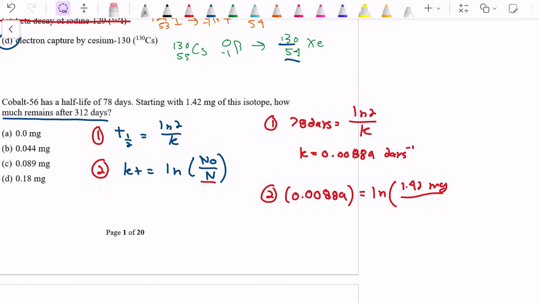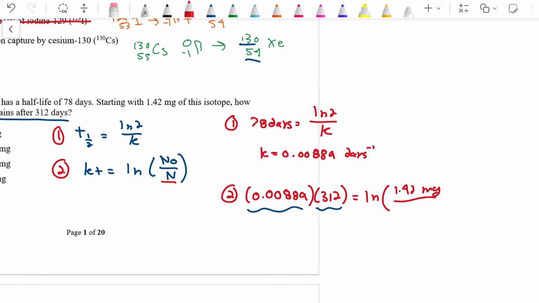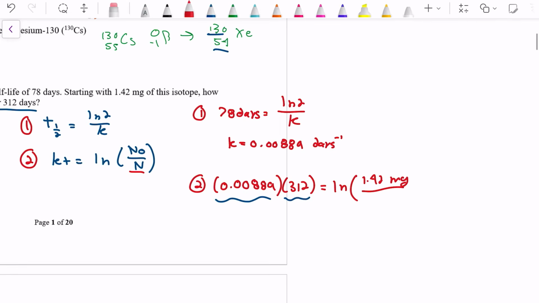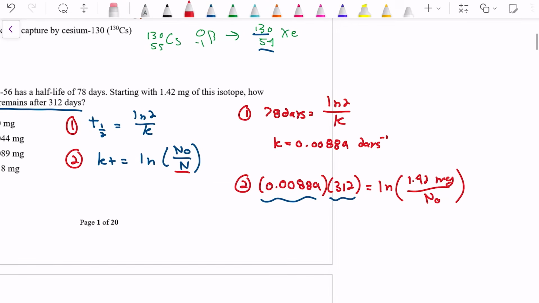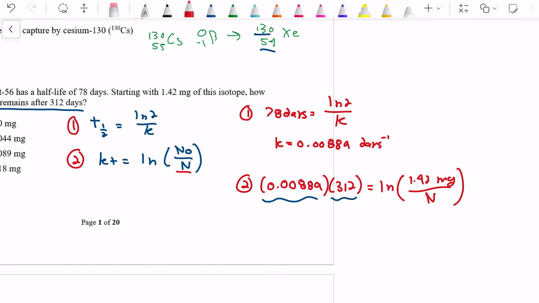Oops, I forgot T. So they want to know how much after 312 days. I omitted the units, but this first number is inverse days, and this is days. So inverse days times days is unitless. And we're solving for n. Okay, one equation, one unknown.